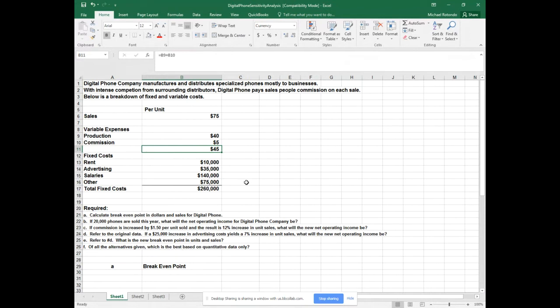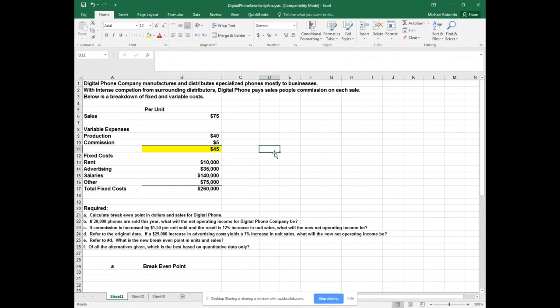sales commission on each sale. So we have a breakdown of the fixed and variable costs. We can see that they sell the phones for $75 each. They have variable expenses of production and commission. So their total variable expenses are $45.